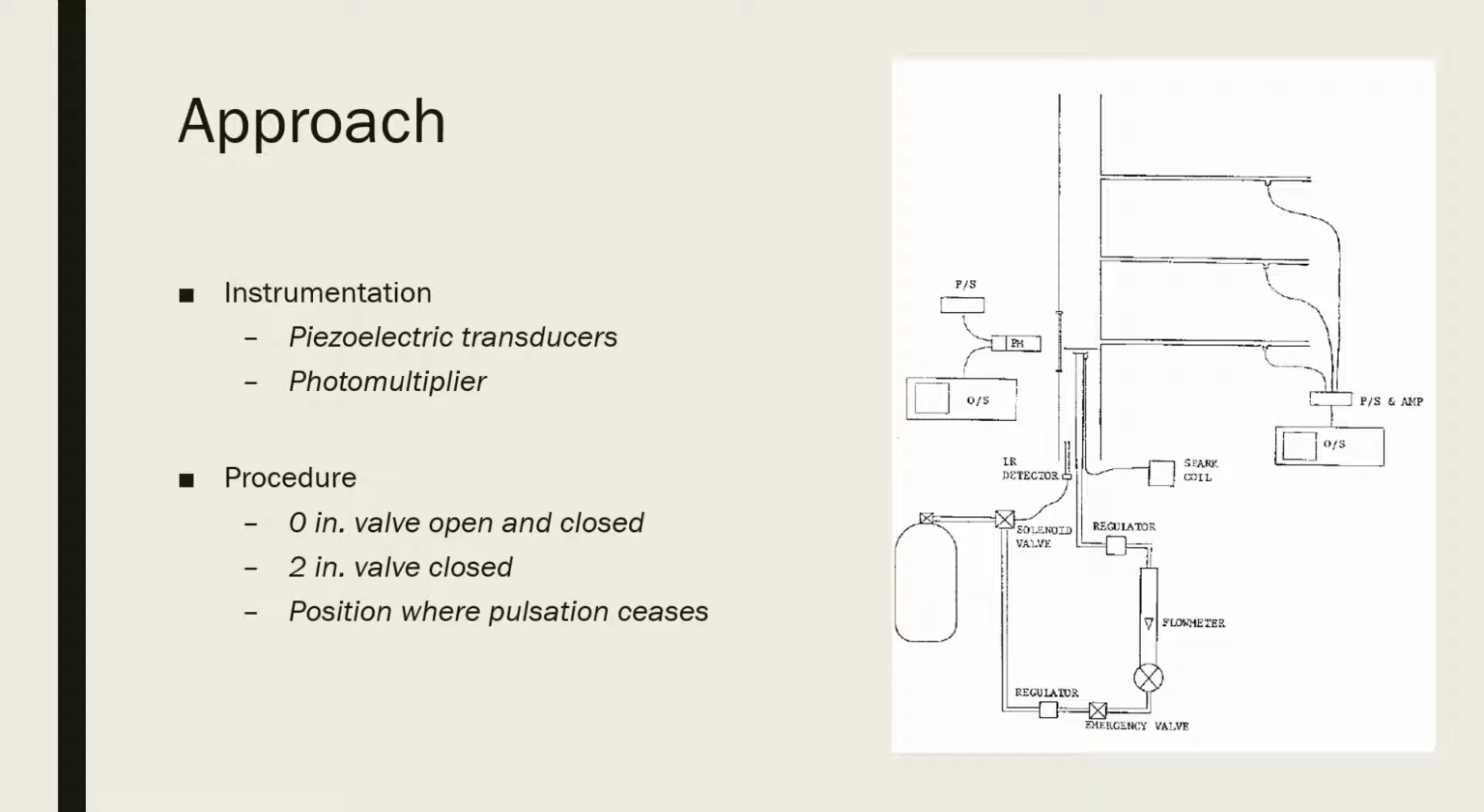We measure pressure pulsations using 3 piezoelectric pressure transducers and flame pulsations using a photomultiplier. This experiment was conducted in 4 parts: a 0-inch flame height with open and closed valves, a 2-inch flame height with closed valve, and an experiment in which we determine the flame height where pulsations will cease.